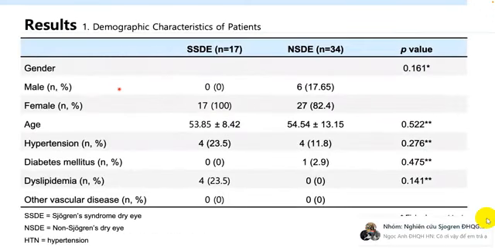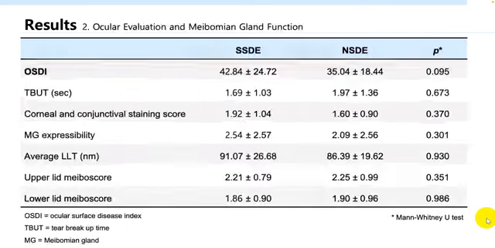Here are the results. There were no differences between the two groups in terms of gender, age, or other systemic conditions or vascular diseases. And also in ocular surface disease index, tear breakup time, meibomian gland expressibility, lipid layer thickness, and Meibo score. Dry eye symptoms were similar in both groups, reflected in comparable OSDI scores.